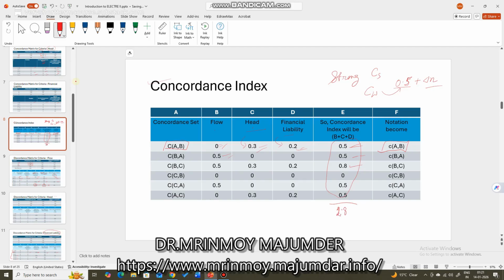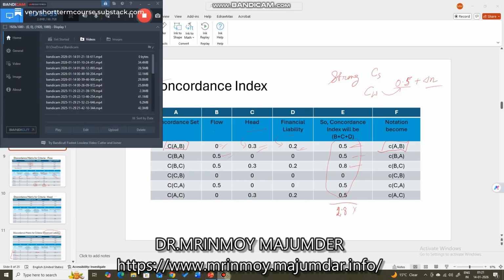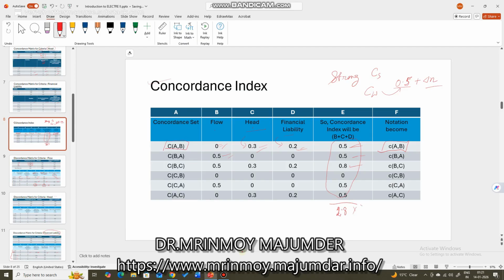Correct? Now for the judgment method of determining the strong and weak concordance index, you just take 70% or 60% of this value, right, as the strong concordance. 70% or 60% of this value, where I have added all the values of concordance index, and assume that that is your CS.